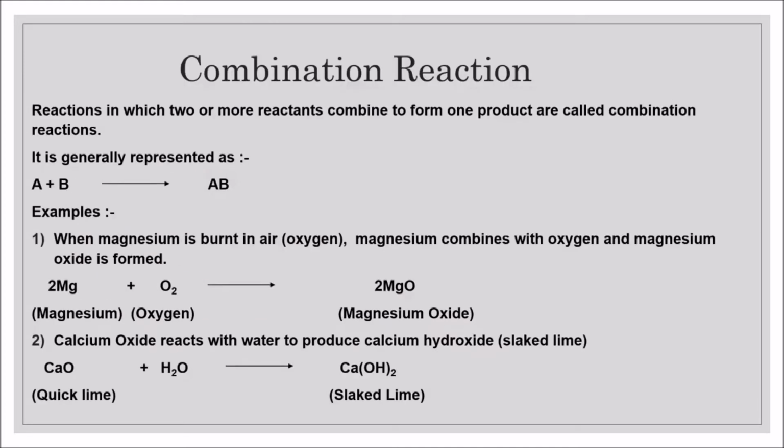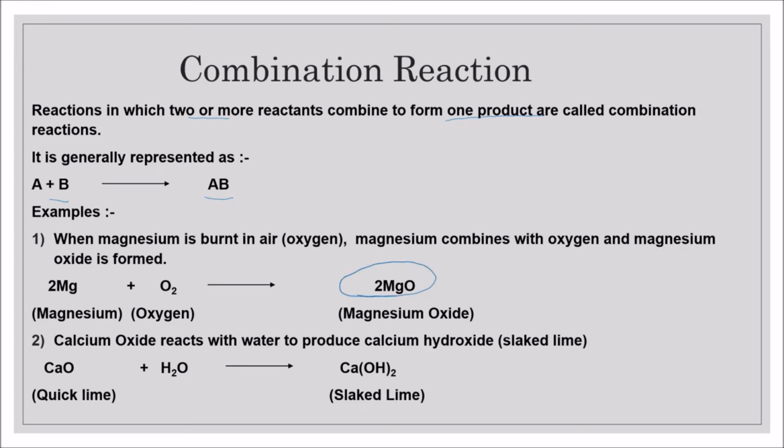Let's study combination reactions first. Those reactions in which two or more reactants combine to form one product are called combination reactions. They are generally represented as A plus B forms AB. So two or more reactants are forming one single product. Let's look at a few examples. When magnesium is burnt in air, that is oxygen, it will combine to form magnesium oxide.